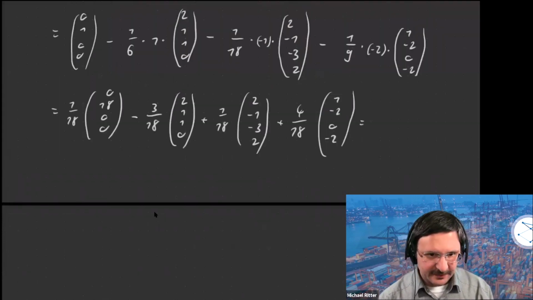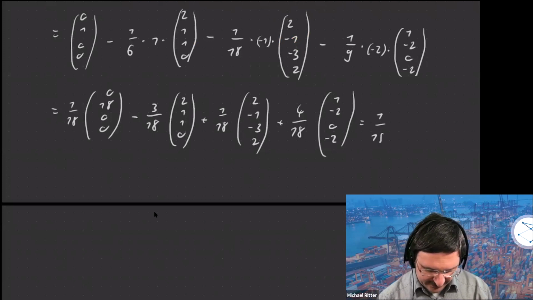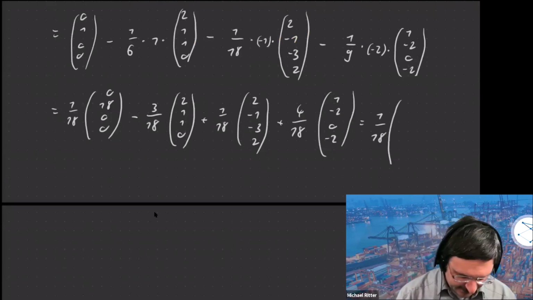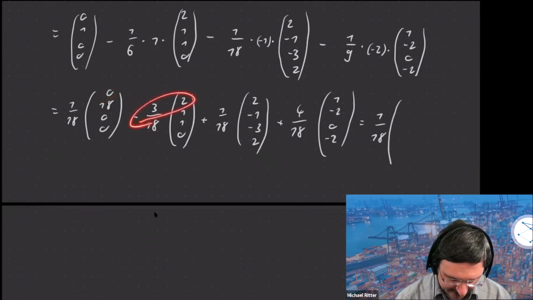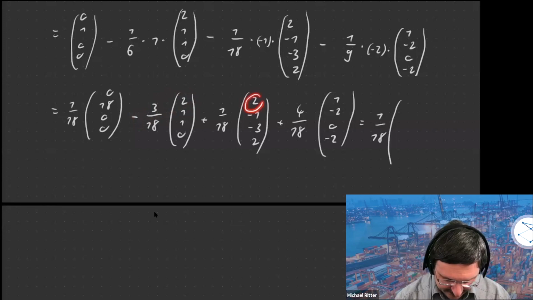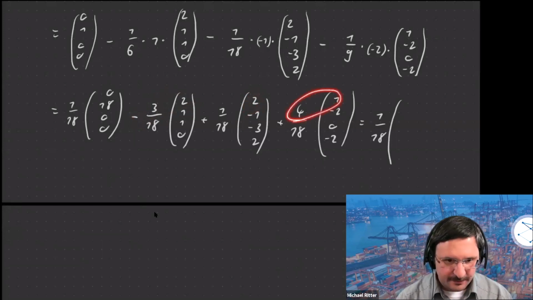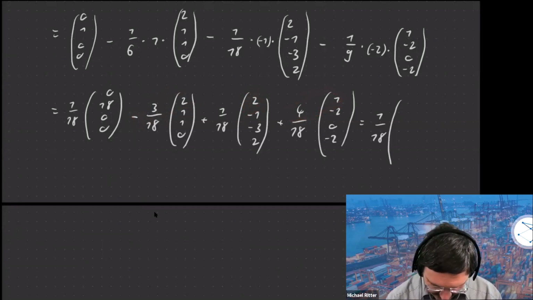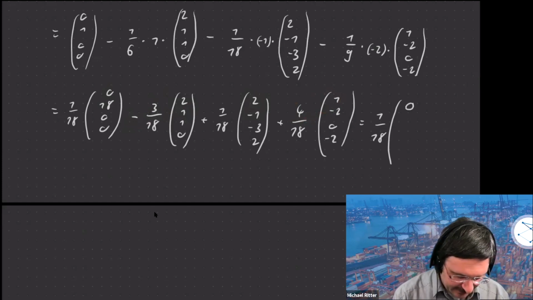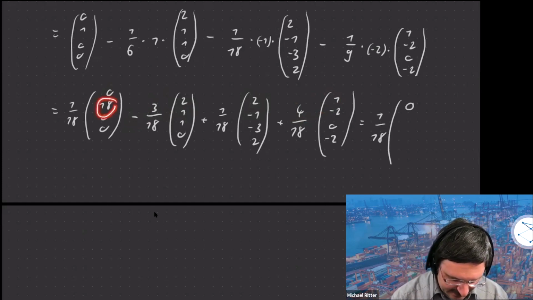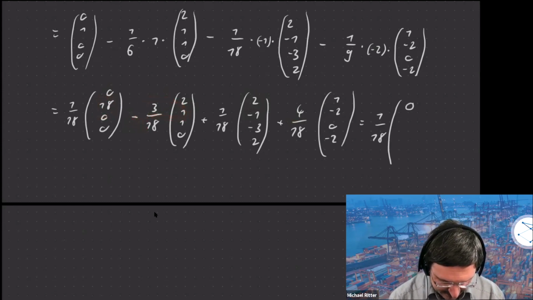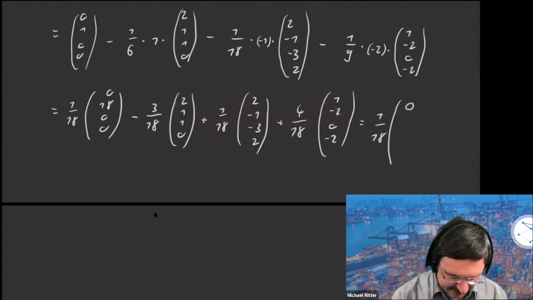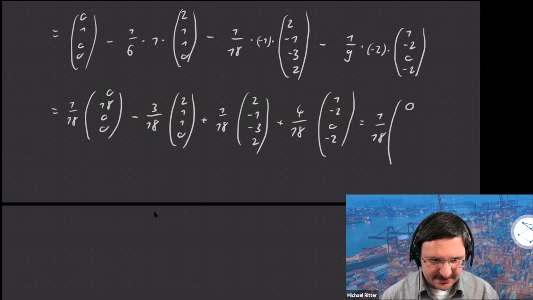This is 1 over 18 times. So the first component is 0. Here we get a minus 6, plus 2 is minus 4, plus 4 is 0. Then here we have 18 minus 3, that's 15, minus 1, that's 14, minus 8. That should be 6.